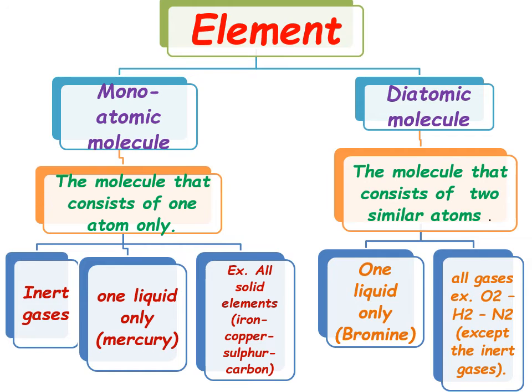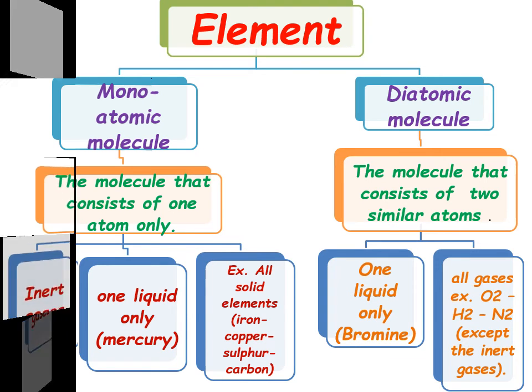All active gases are diatomic except the inert gases, like oxygen, hydrogen, nitrogen. So inert gases are monoatomic, active gases are diatomic, mercury is monoatomic, bromine is the only diatomic liquid, and all solids are monoatomic.